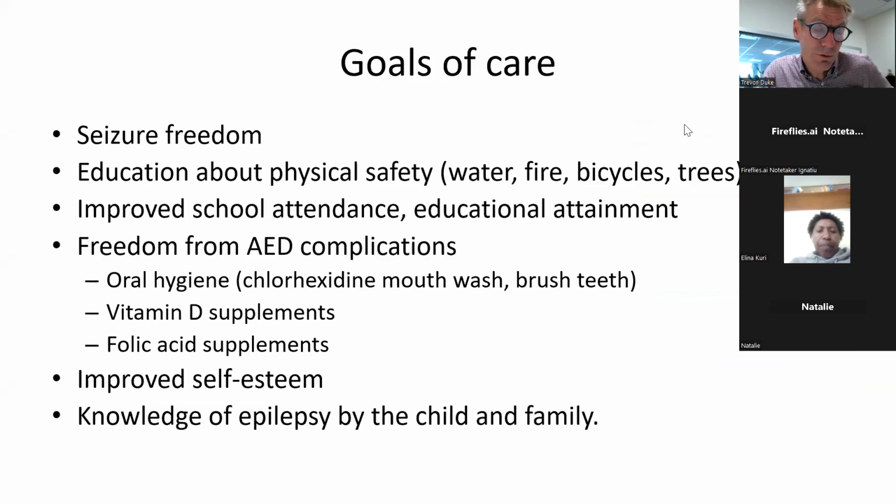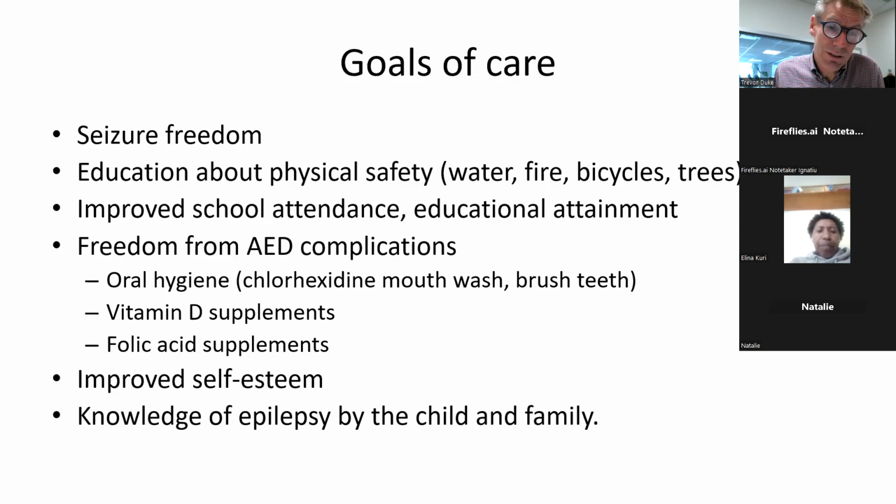I think it's important we talk to parents and families about some goals of care in a child with epilepsy, just like any child who's got a chronic condition. So you should discuss with the family what the goals of care would be for that particular child. Most of them just want the child to stop having seizures. So seizure freedom is important. When a child's diagnosed with epilepsy, you need to have some education about physical safety for water and fires and bicycles and trees, etc.